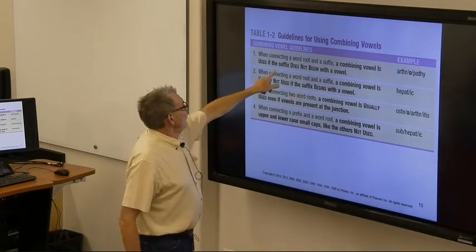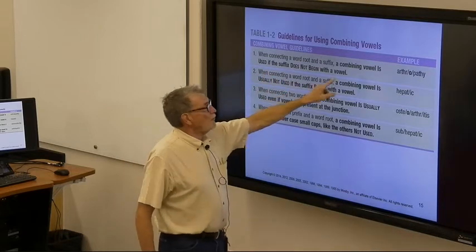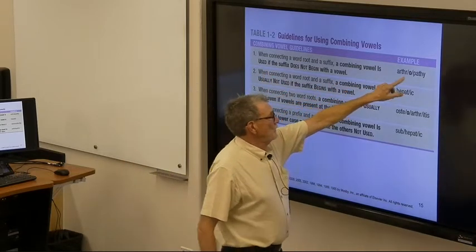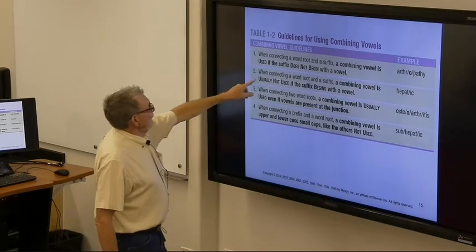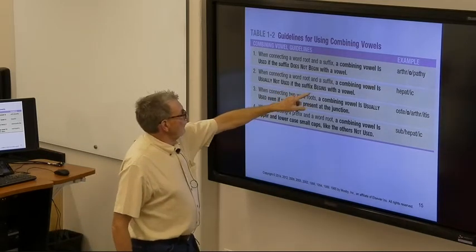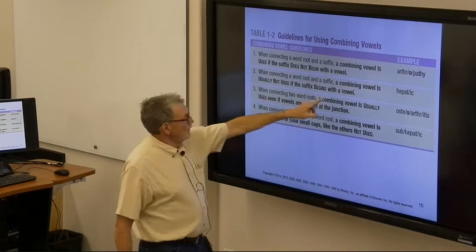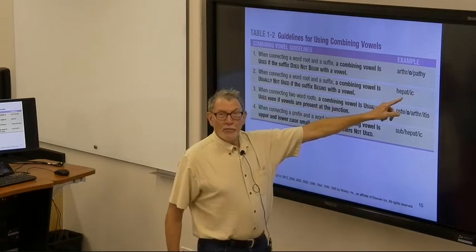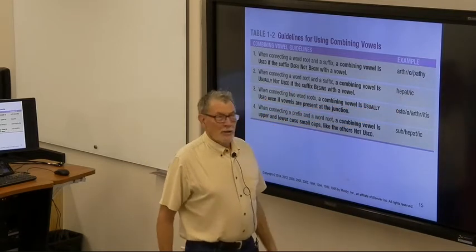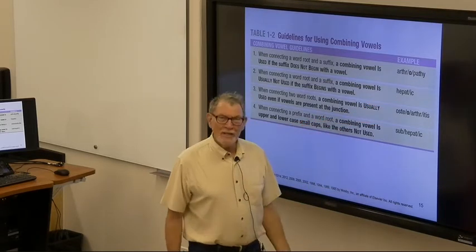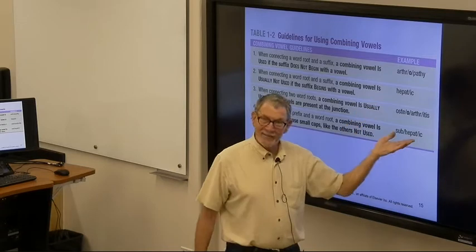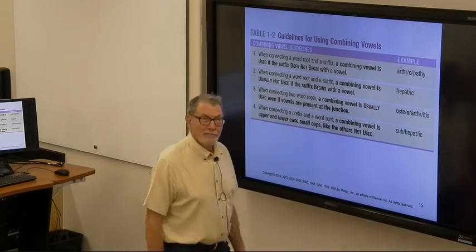Arthropathy. So if the suffix does not begin with a vowel, if you have two consonants together when connecting a word root and a suffix, you use the combining vowel. It is not used if the suffix starts with a vowel, because otherwise it would be hepatoic, which wouldn't be easier to say than hepatic. There's already a vowel there, hepatic.